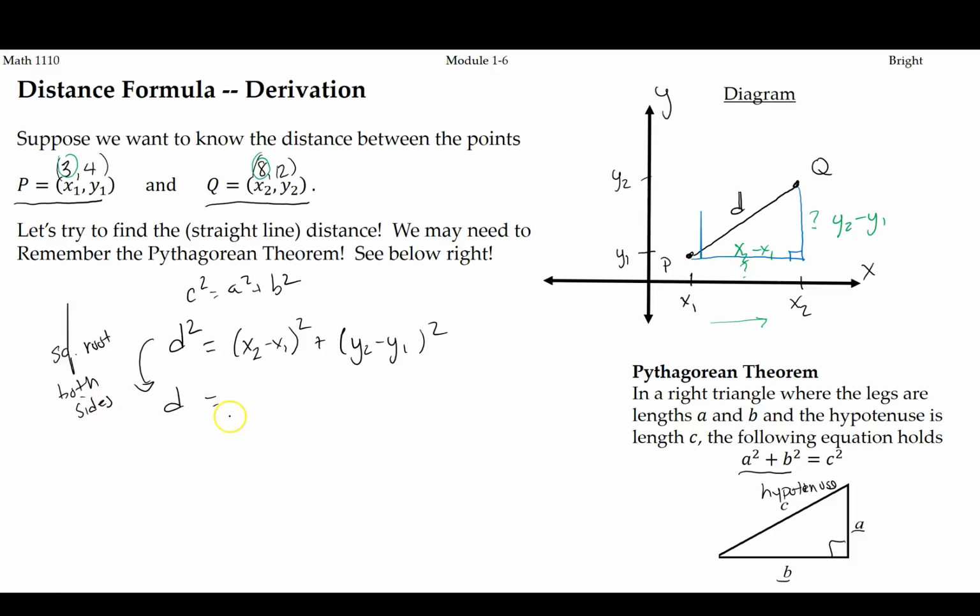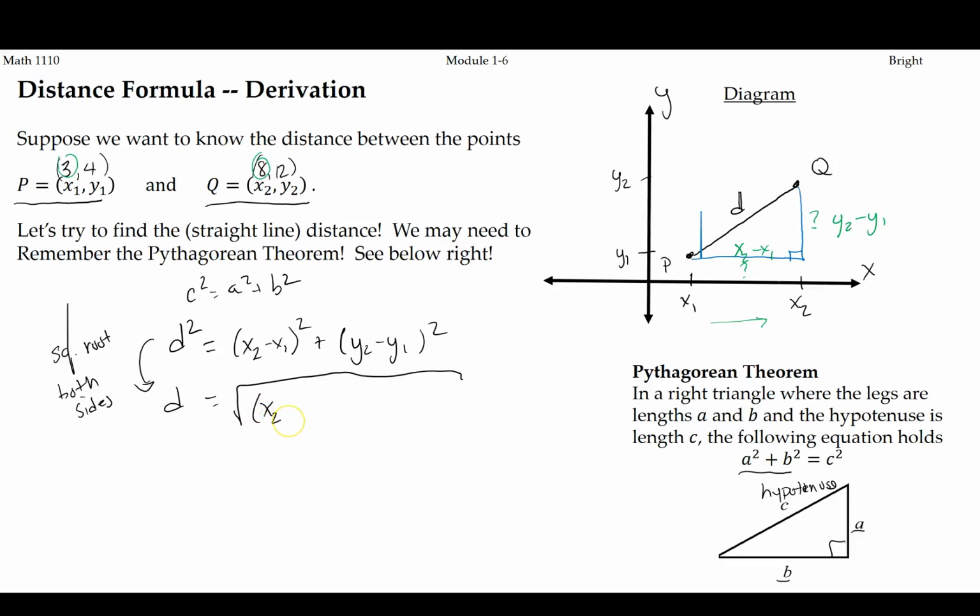And I end up getting d is equal to, now technically whenever we introduce a square root we're going to have a plus and minus, but distance, we don't ever think of distance as a negative quantity. It's kind of weird to say you go a negative distance. There's a related concept in physics called displacement for another time. And that can be negative, but distance is always positive.